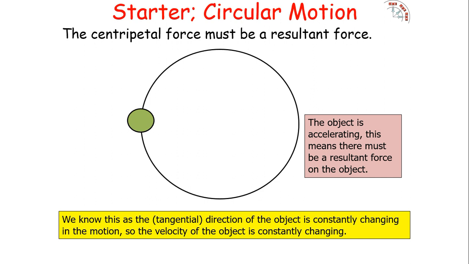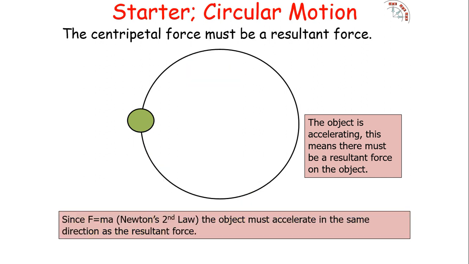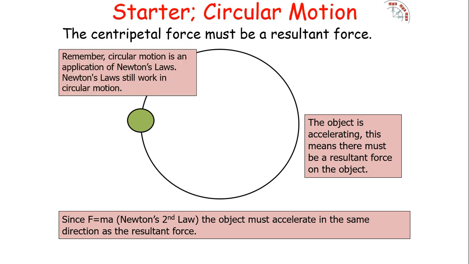So, we know that a centripetal force must be a resultant force because the object is accelerating. Now, the only thing that can cause an acceleration is a resultant force. Now, we know this as the tangential direction of an object is constantly changing in the motion, so therefore the velocity of the object is constantly changing, so therefore the object is accelerating. And since F equals ma, which is Newton's second law of motion, the object must accelerate in the same direction as the resultant force. Now remember, circular motion is just an application of Newton's laws of motion.